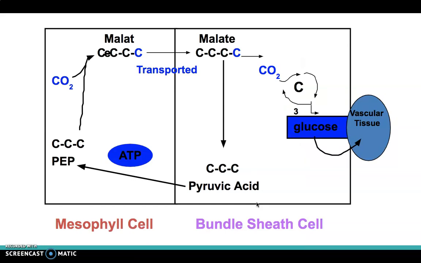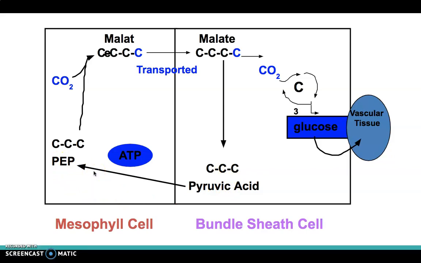So again, we can see it in this image here of what's happening, how we have our PEP that's going to bond with our carbon dioxide to create malate. This malate is then transported into the bundle sheath cell, where it goes through that Calvin cycle process to create glucose. Out of that, it's going to create that pyruvate, and then that pyruvate is going to move back into the mesophyll cell, back into PEP.